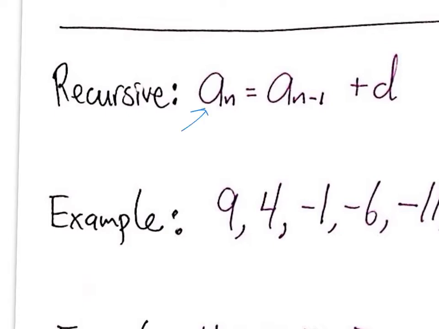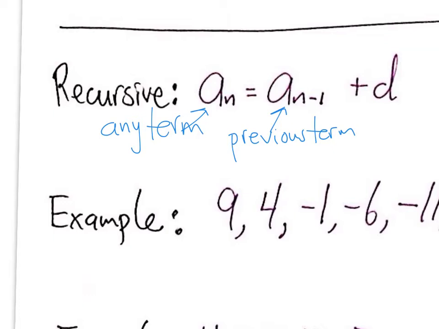So this is any term, and a sub n minus 1 is what we call the previous term. For example, the 11th, that's a sub 11, and so this would be a sub 10 over here plus d. So we could say that the 11th term is equal to the 10th term plus our common difference. And again, d is the common difference.